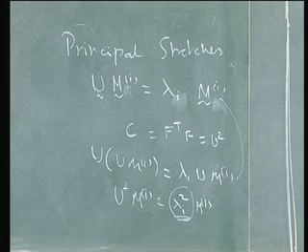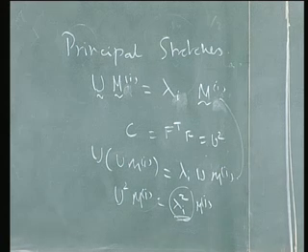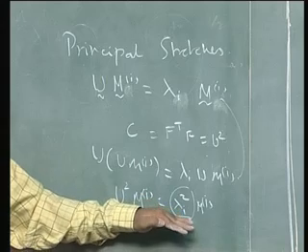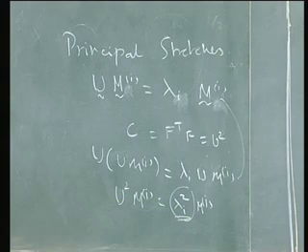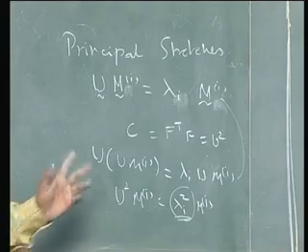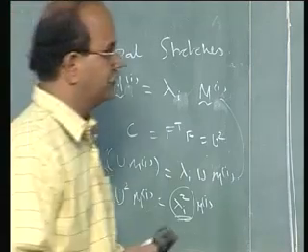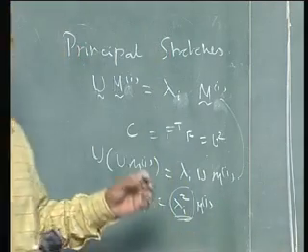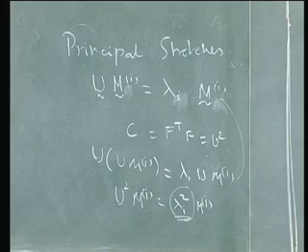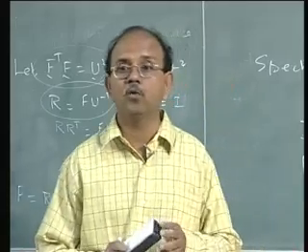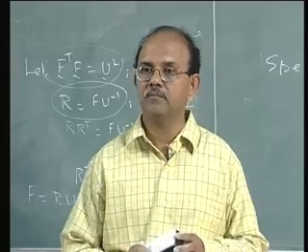Now, having done that, what is the relationship between the principal stretches of U and V? Is there any relationship between them? Remember that V is a measure which can be used along with Almansi strains.